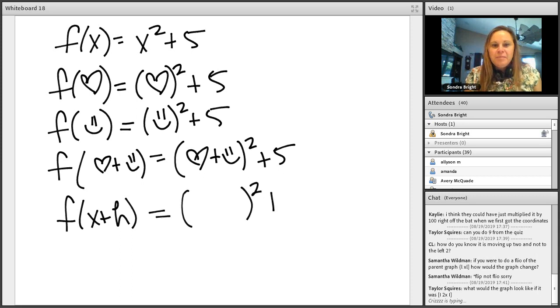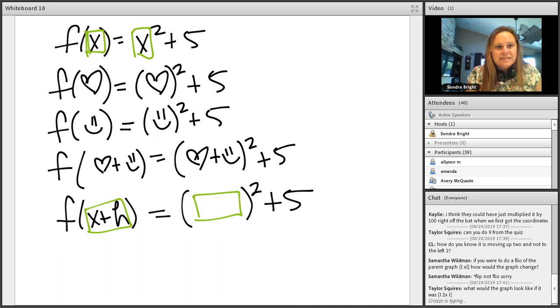It's blah, blah squared plus 5. And you put whatever is in this parenthesis, it happens to be x plus h, inside of this guy, x and x, right? Whatever is inside there is what gets plugged in. So I'm plugging in an x plus h there.